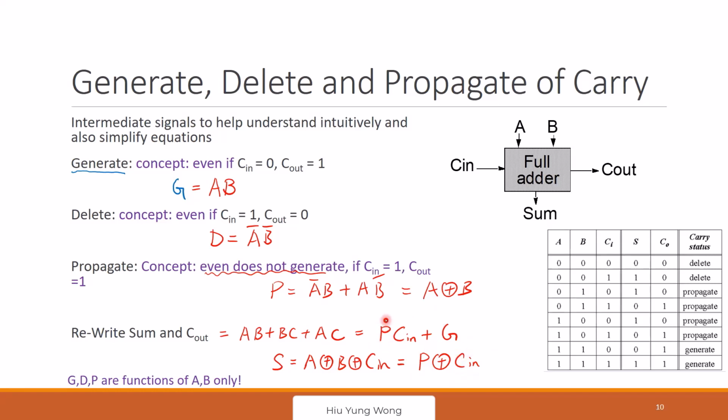The easiest one is this one, right? How do I have carry out? If I have carry in and I propagate. If I delete, I'm not going to propagate, right? If I propagate and I have carry in, or I generate. Okay, any questions about this carry? Clear?